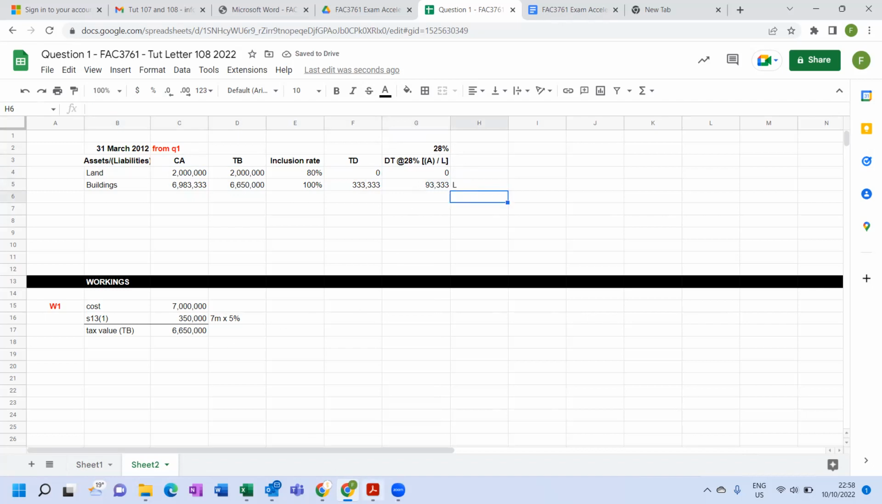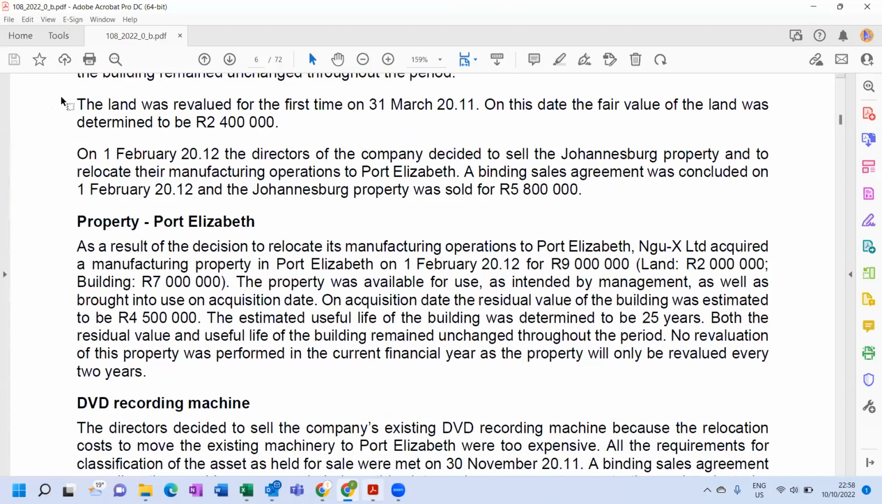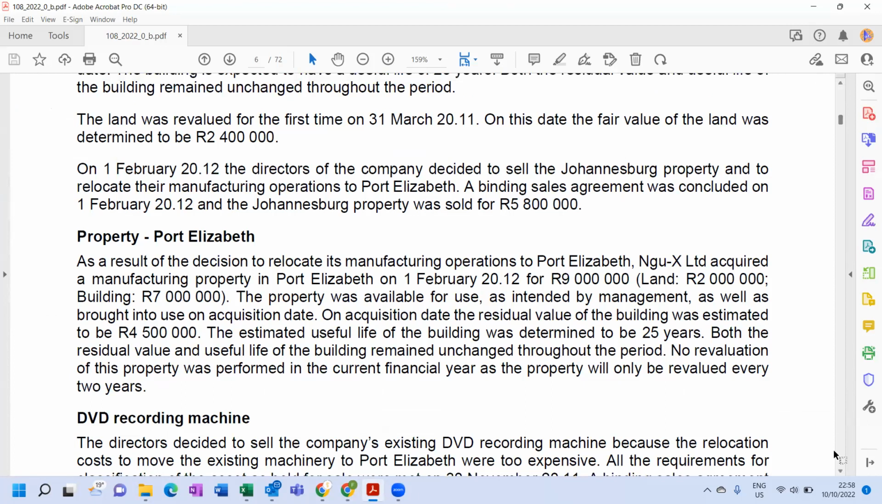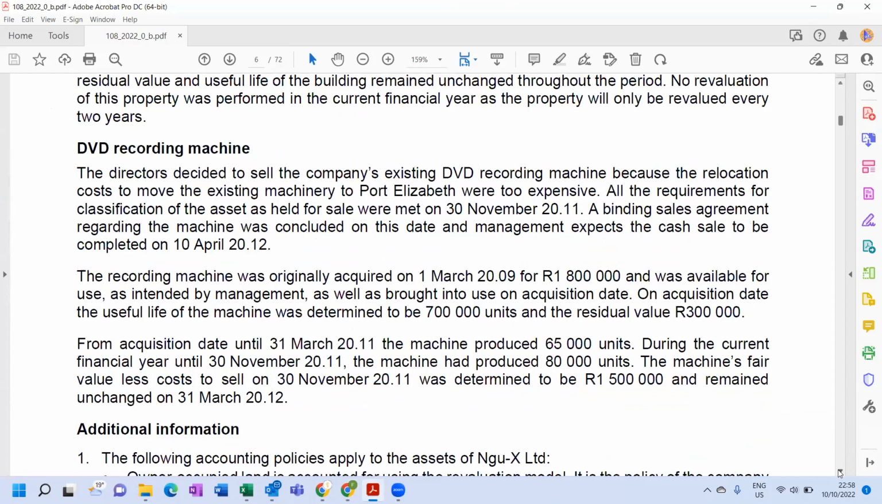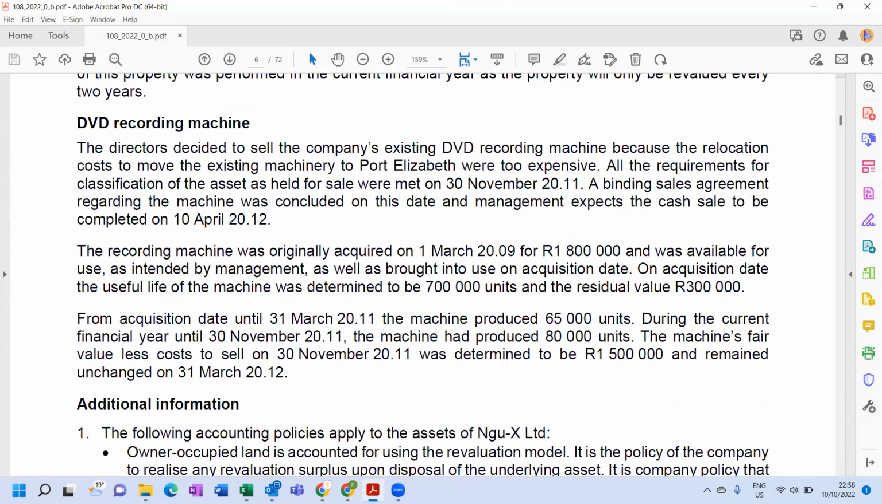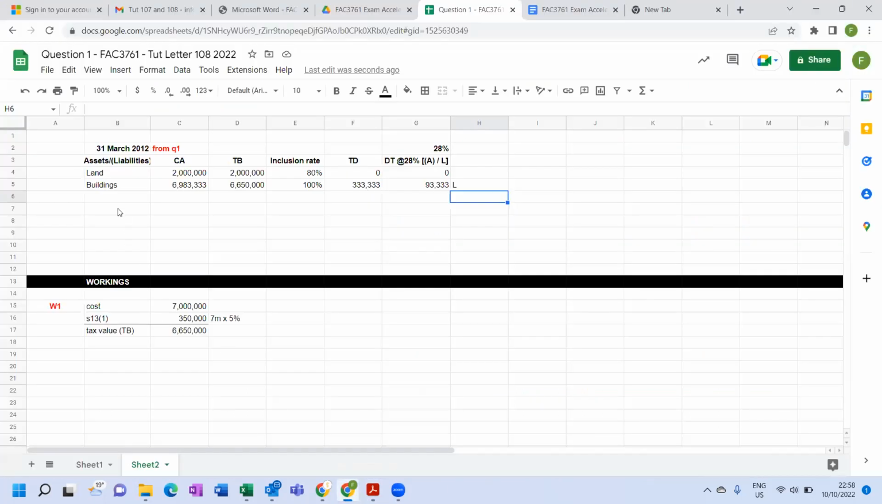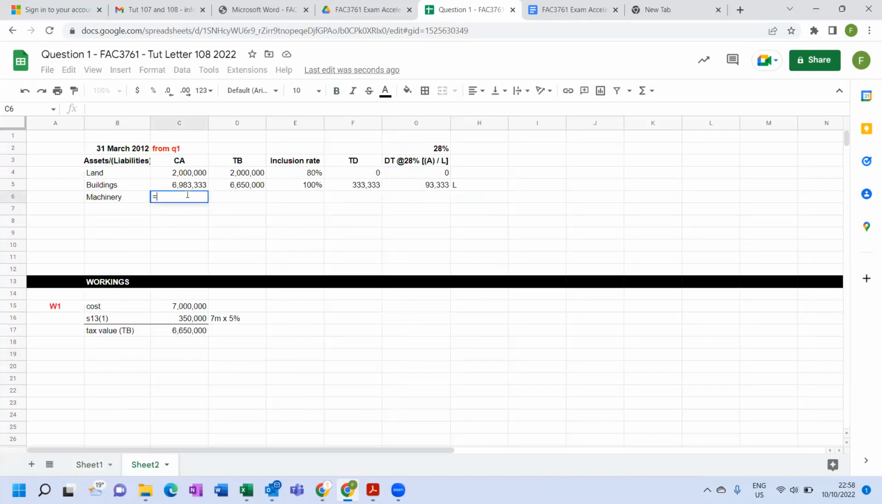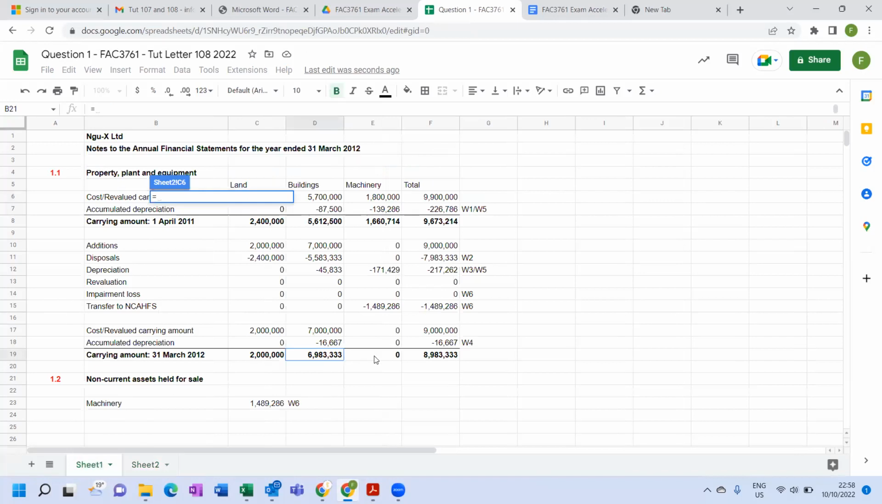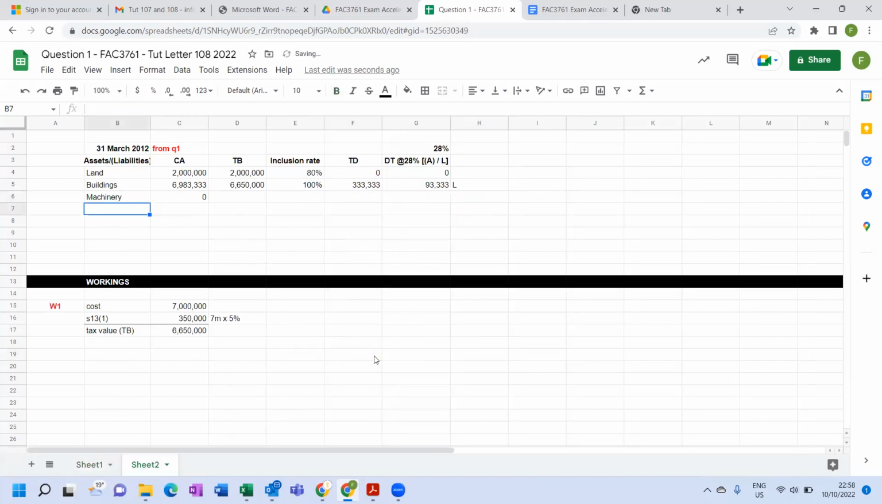Now I will go to the next one. So what did I do? I did Johannesburg, there was nothing at 31 March 2012. I did Port Elizabeth, there is something at 31 March 2012. The last asset that I have is a recording machine, so I'm going to have machinery here. If I have a look, there's nothing for machinery, so the carrying amount equals 0. But remember, from an accounting perspective, we have a non-current asset held for sale.